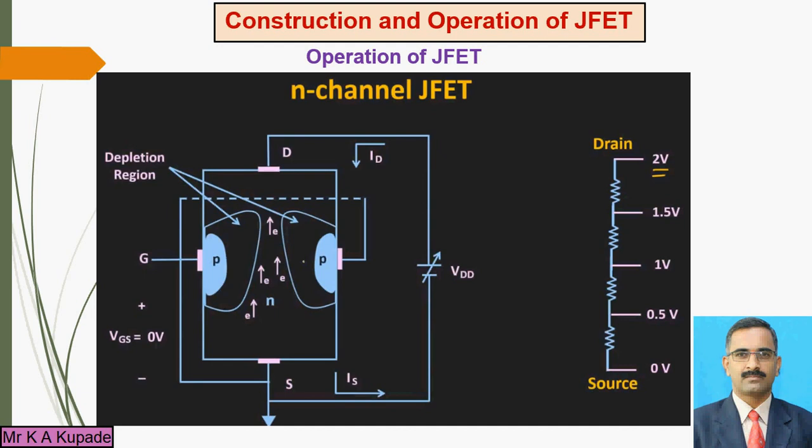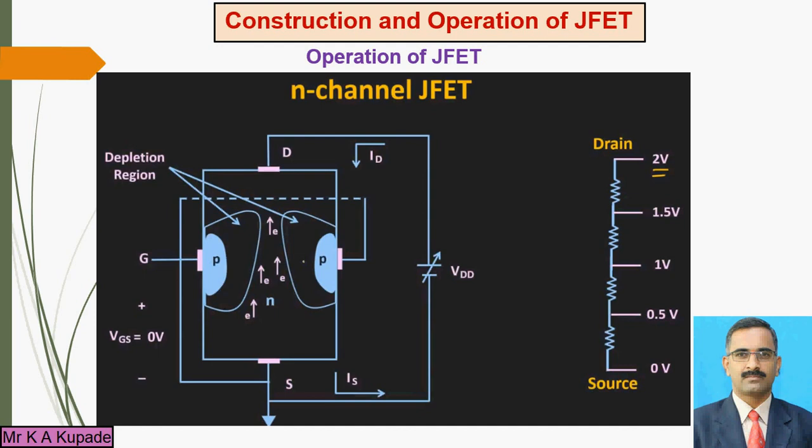That means whenever I am varying this gate to source voltage, the depletion region keeps increasing from a smaller area to a larger one, and due to that the depletion region becomes wider and wider. When they meet each other, there is no flow of current between the source and drain, right? So this is the exact operation of this particular JFET.